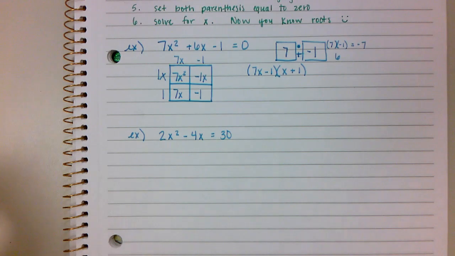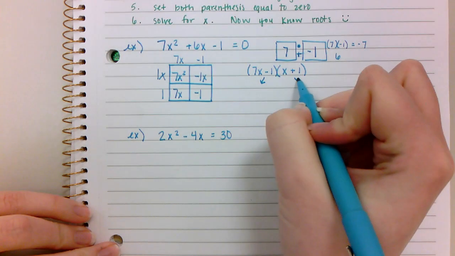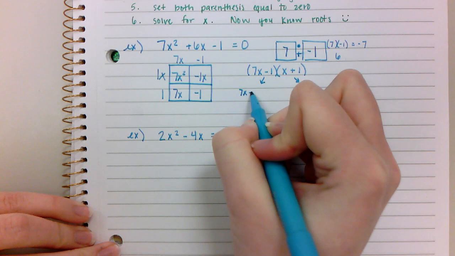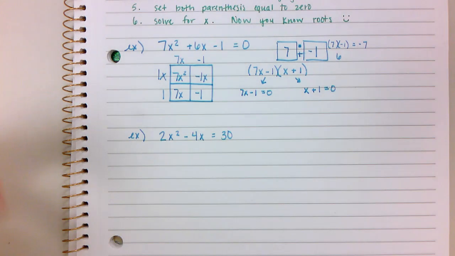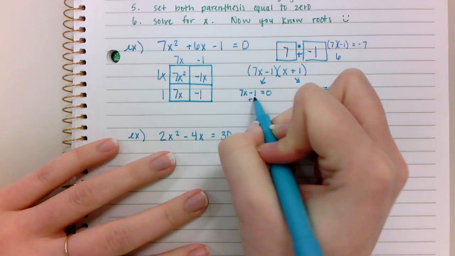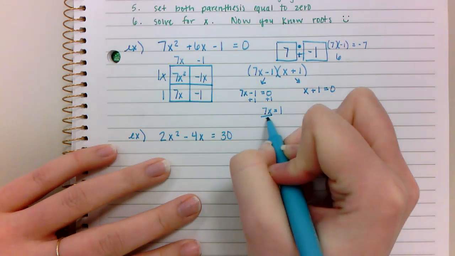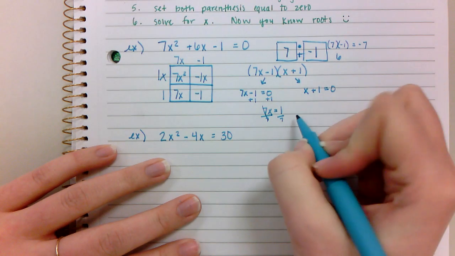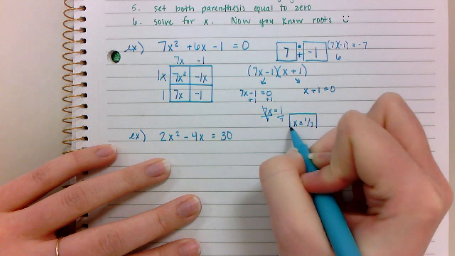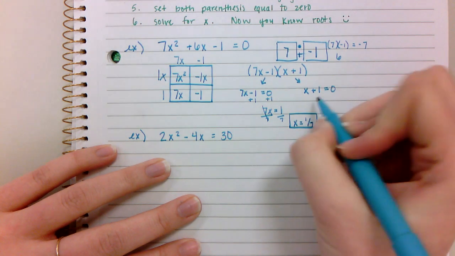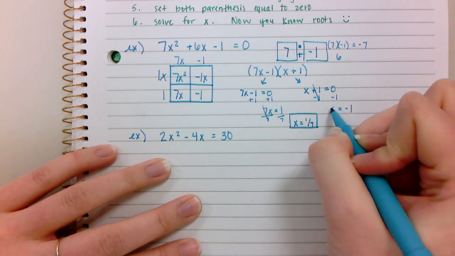Now, from this point is where you're going to start solving for your roots. So each one of these gets set equal to 0. So we have 7x minus 1 equals 0, and x plus 1 equals 0. And at this point, you're just solving for x. So I would bring this one over. So I now have 7x equals 1, divided by 7, x equals 1/7. And then over here, subtract this 1, bring it over, x equals -1.